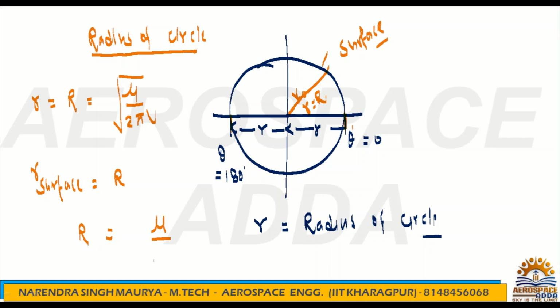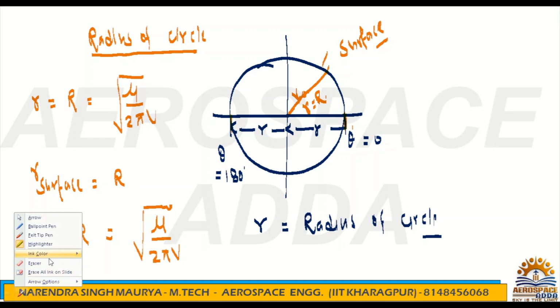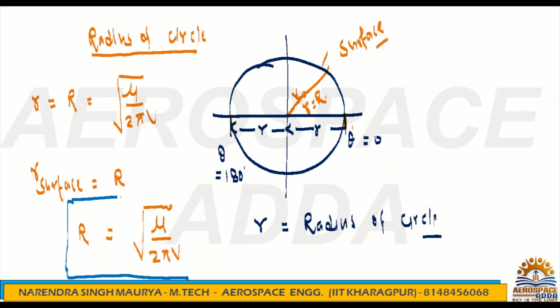It's mu upon 2 pi U. This value they are asking. Very important. The radius of the circle, whatever circle you have achieved, which is obviously an imaginary circle, but to calculate its radius, it is root of mu upon 2 pi U. All right, now the radial velocity and tangential velocity you can calculate. And one very important point, you also need to find the equation of this streamline.